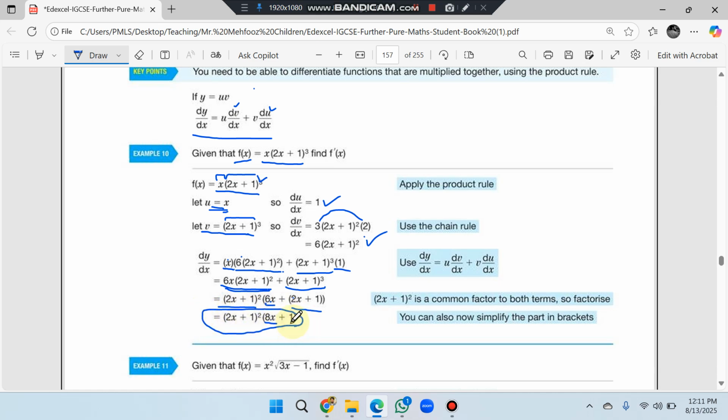Do you understand? Yes. Okay, if you have not known what is product rule, so first of all you have to open the cube of this function (2x plus 1) using the cube formula. Then you have to multiply x by all terms, then use the power rule to find the answer. So the answer will be same in both cases. Understand?